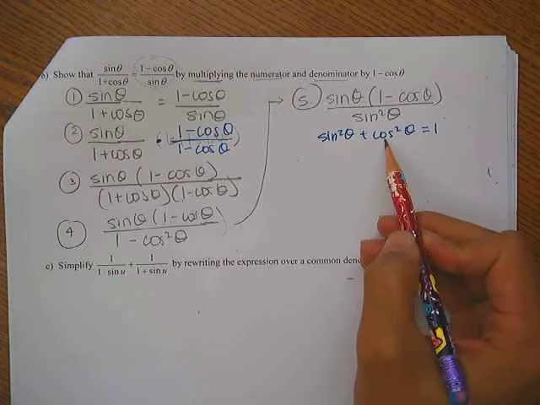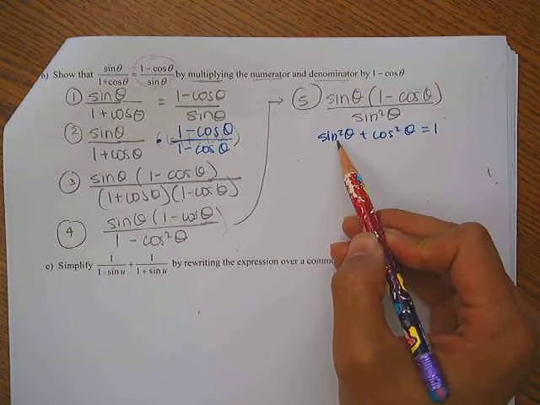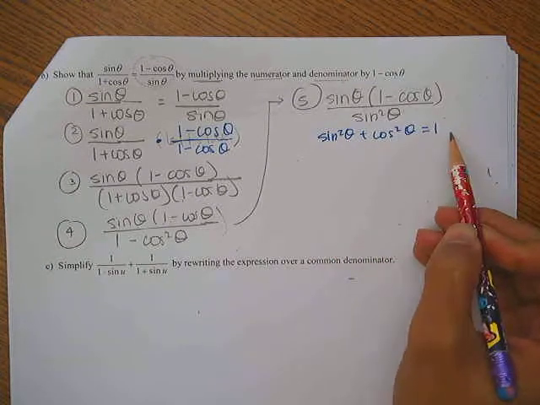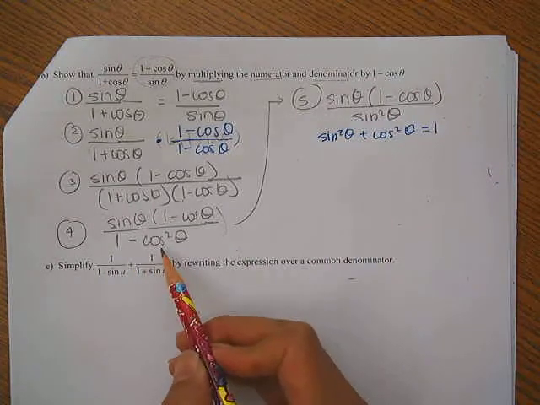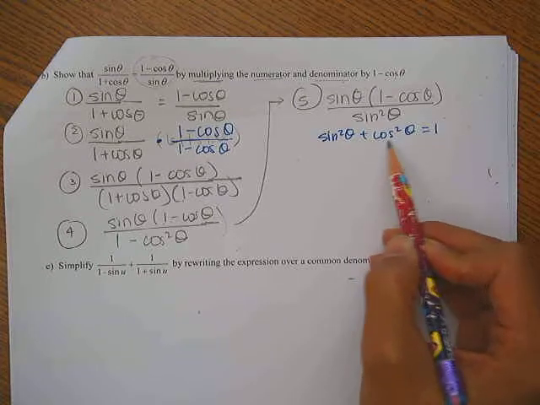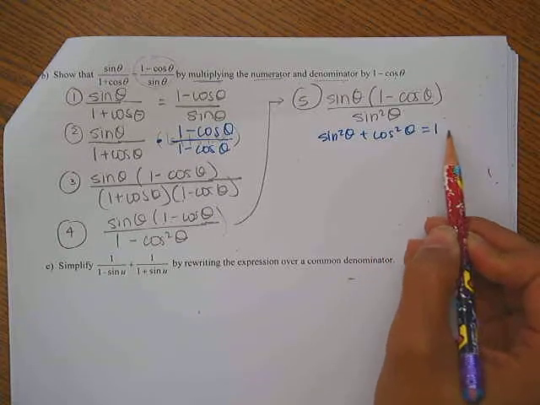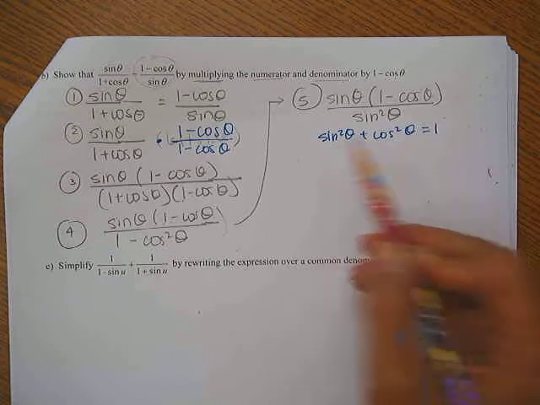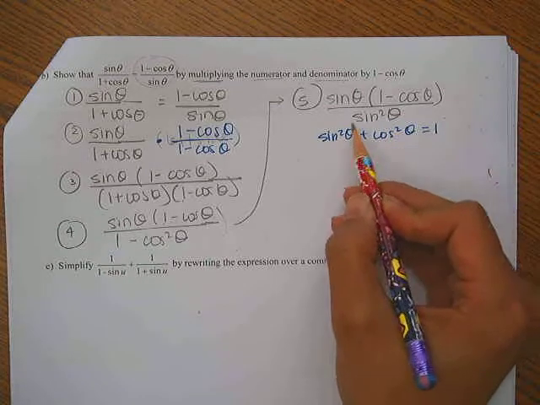So, the Pythagoras said sine square plus cosine square equals 1. Okay, but I have 1 minus cosine, so how does that turn itself into sine square? Well, if I subtract both sides by cosine square, then it becomes 1 minus cosine square equals sine square, right? So that's why it's turning itself into sine square.